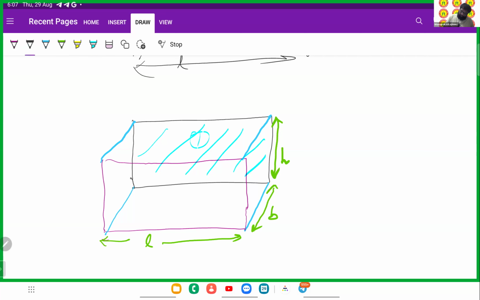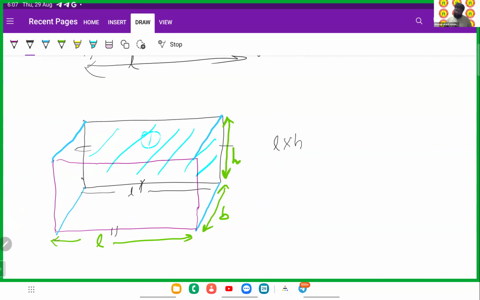You are wrong. This is length, as this is parallel to this is length, and this is parallel to this. So this is what? Height. So L into H. And similarly for this surface, length into breadth. And similarly for this surface 3, breadth into height, sir.